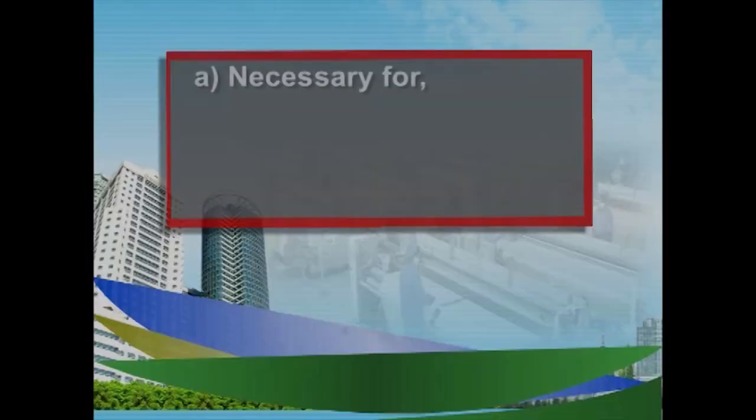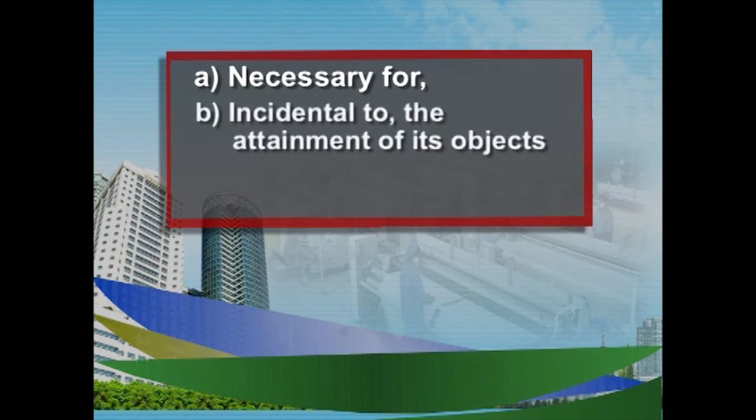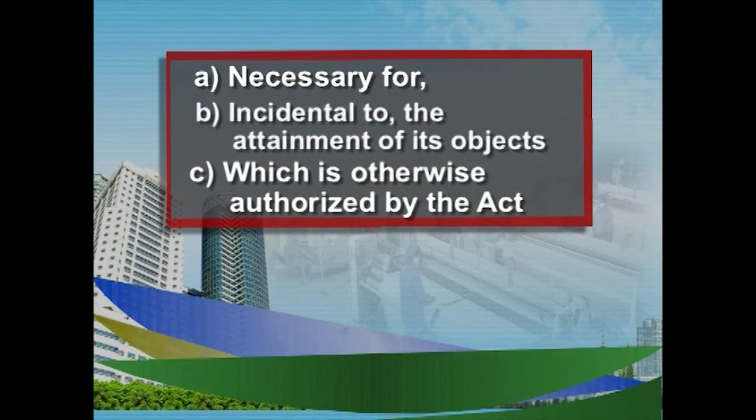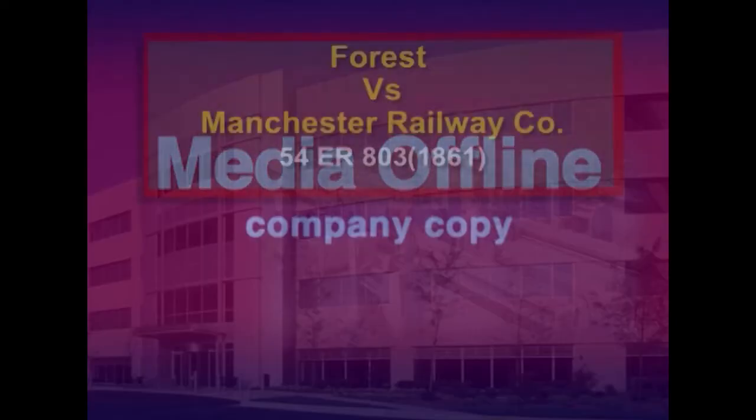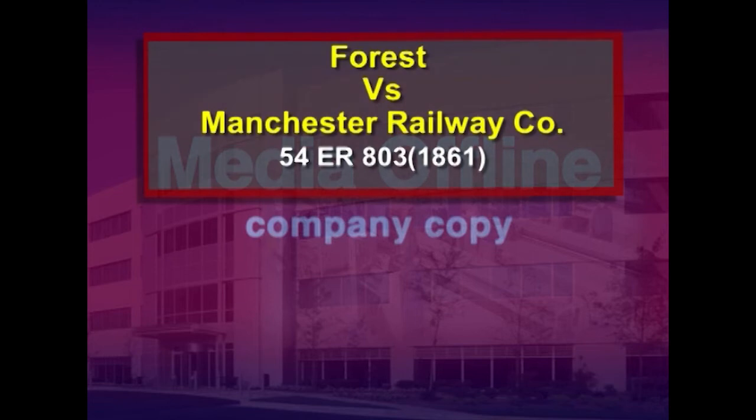Thus, a company may do an act which is A. necessary for, or B. incidental to the attainment of its objects, or C. which is otherwise authorized by the Act. Thus, in Forest versus Manchester Railway Company, 54 ER 803, 1861, a railway company having authority to keep steam vessels for the purpose of a ferry may use them for excursion trips to the sea when they are otherwise unemployed.